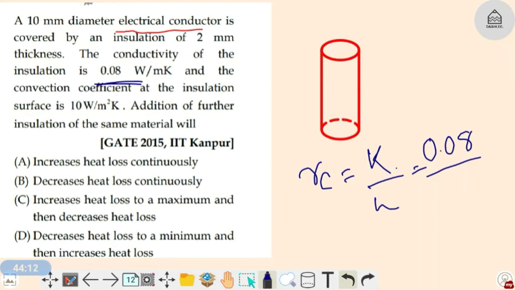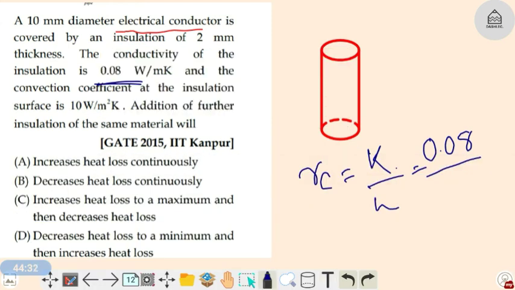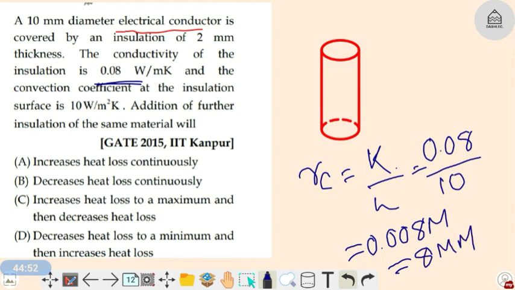I will not see the diameter now. When calculating the critical radius of insulation, the diameter has no role in it, so don't consider it at all. K insulation by H is 0.08 and H is 10. So my critical radius of insulation will be 0.08 divided by 10, 0.008 meter, which is equal to 8 mm. So my pipe diameter is 10 mm.